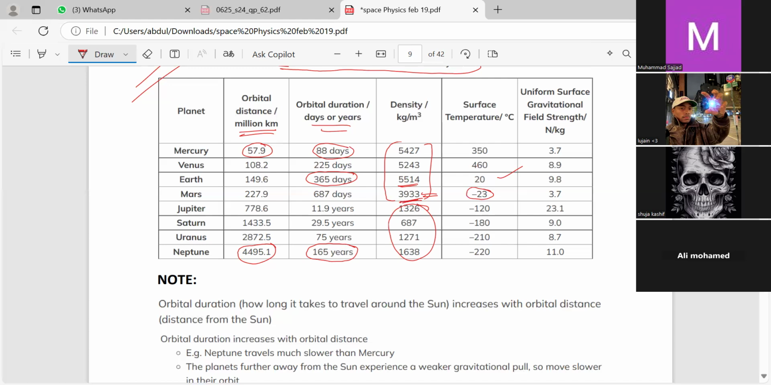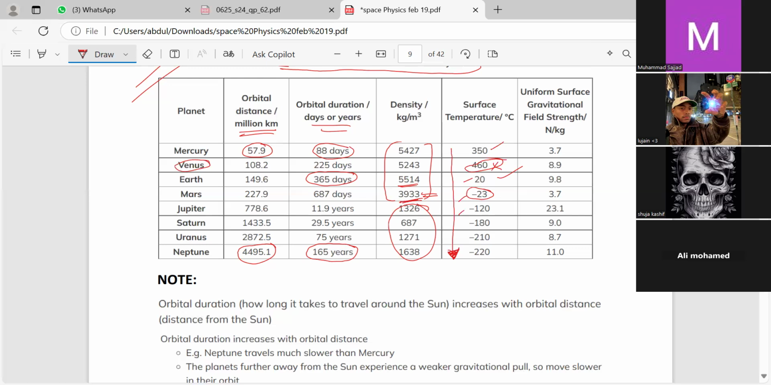Another thing here. Now see, as we move away from the sun, temperature decreases. See 350, other than this 20, then minus 23, minus 120, and temperature is decreasing. Only this trend is not followed by Venus. What is the reason for that?